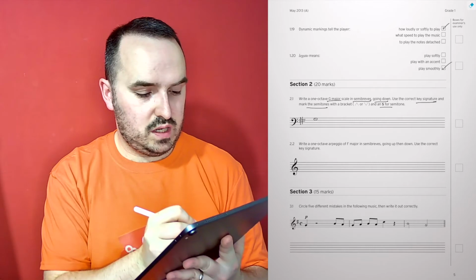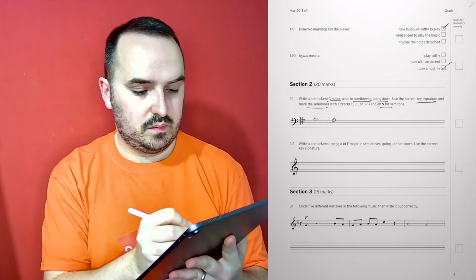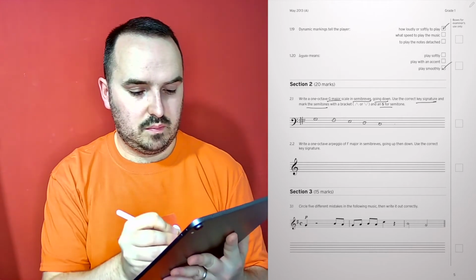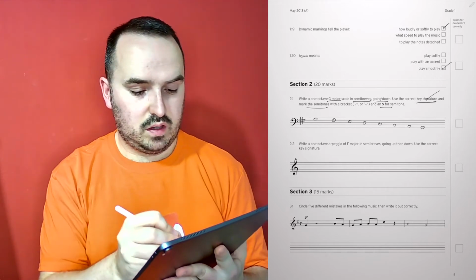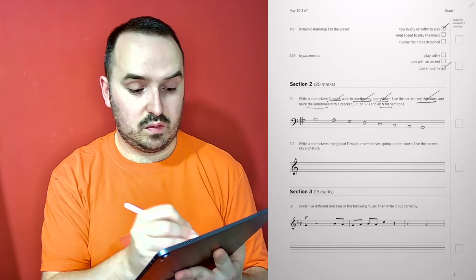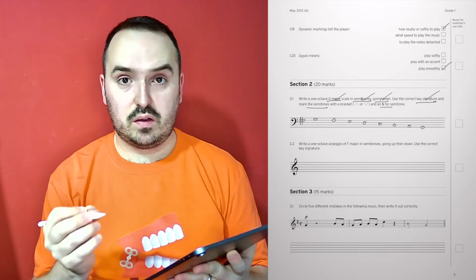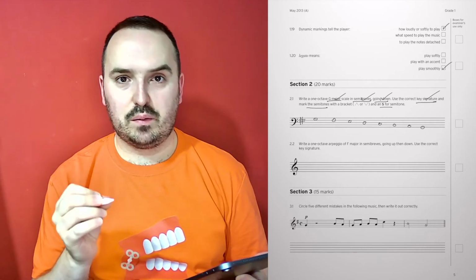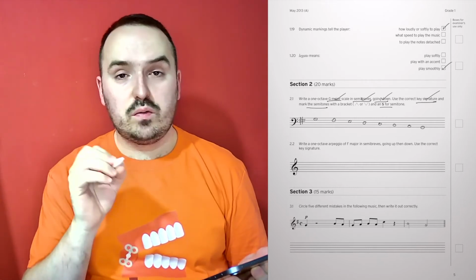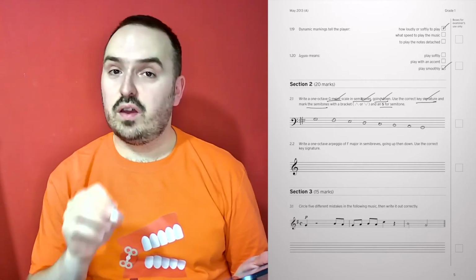So we've got G, F sharp, E, D, C, B, A and G. So far we've got the key signature, going down, semibreves, and we're in G major. So now we just need to mark those semitones. This is another one of those moments that can really catch people out, because we know that it goes tone, tone, semitone, tone, tone, tone, semitone.